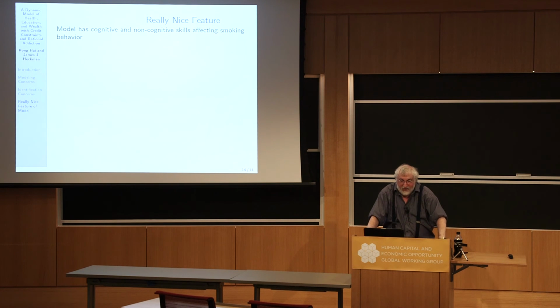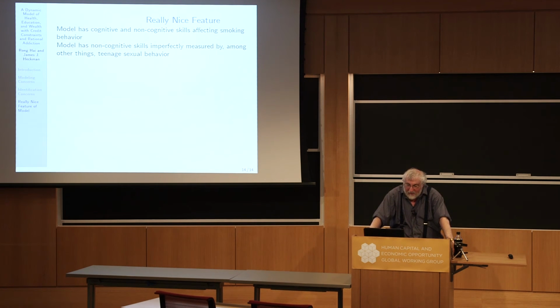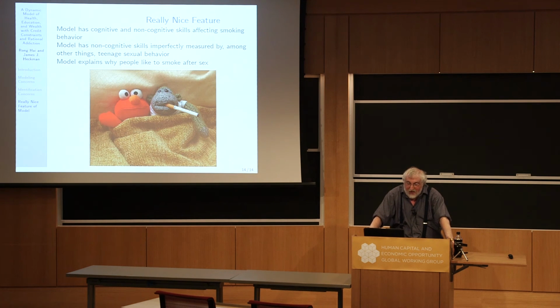Okay, last, there's one really, really nice thing about the model. The model has cognitive and non-cognitive skills that are affecting smoking behavior. The model has non-cognitive skills imperfectly measured by, among other things, teenage sexual behavior. And so the model explains why people like to smoke after they have sex.